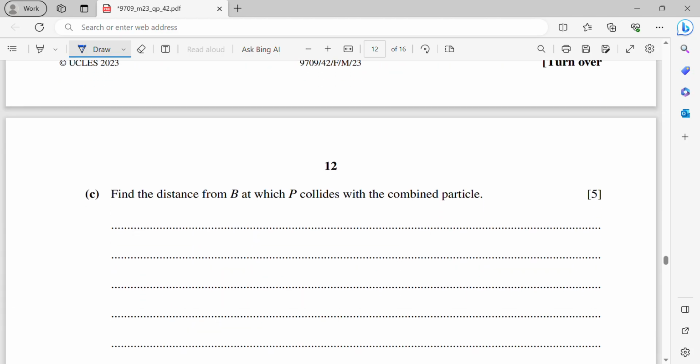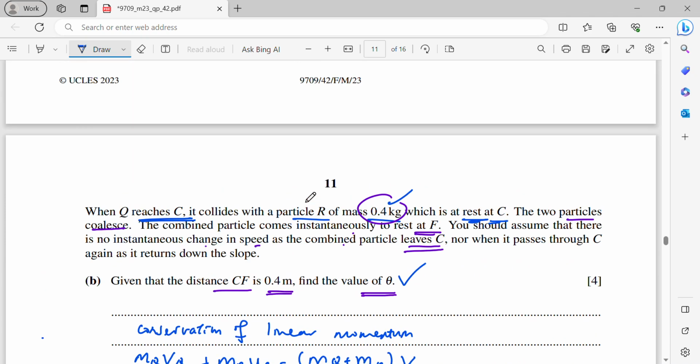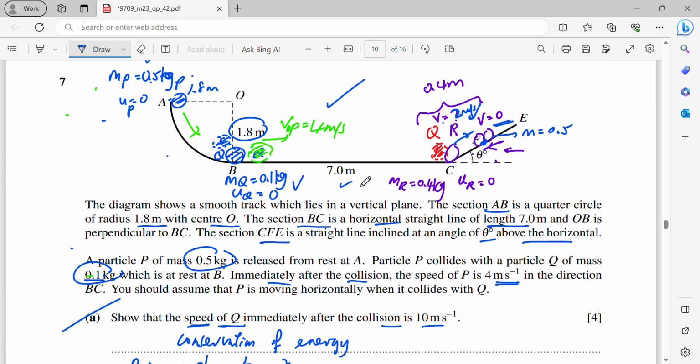And now find the distance from B at which P collides with the combined particle. For your information, here BC, this is B, here is C. Then moving up, here is 0.4 meters. So the distance from B, we know that here is going to be 7. What's the distance? The distance is 7 meters.